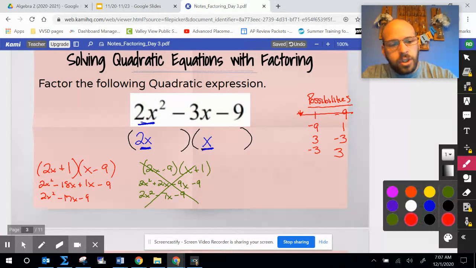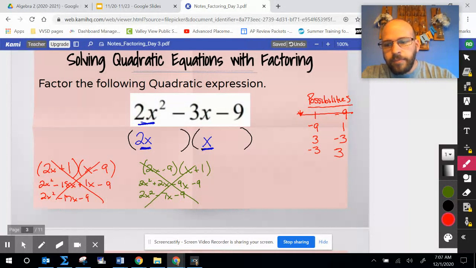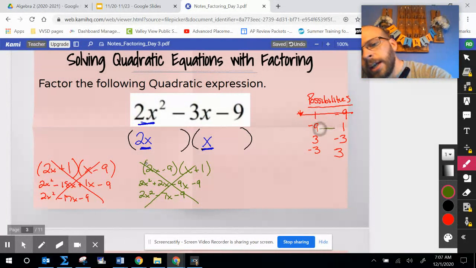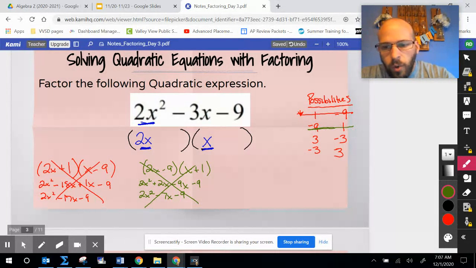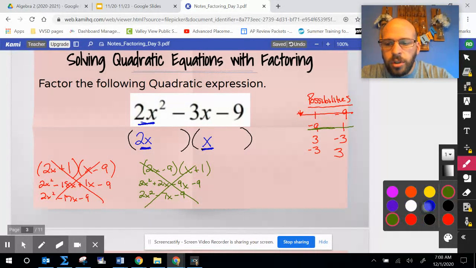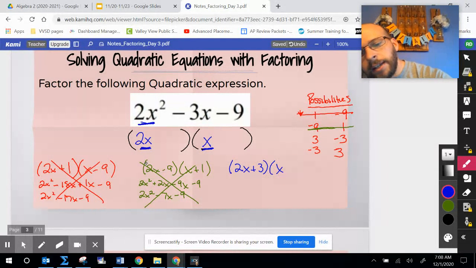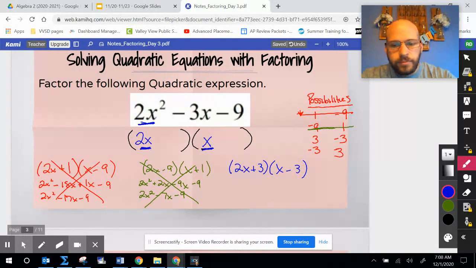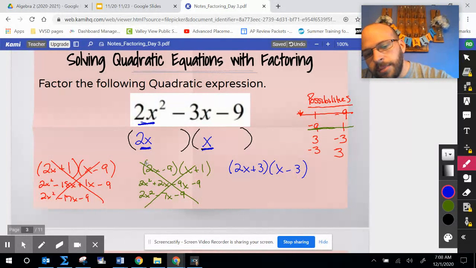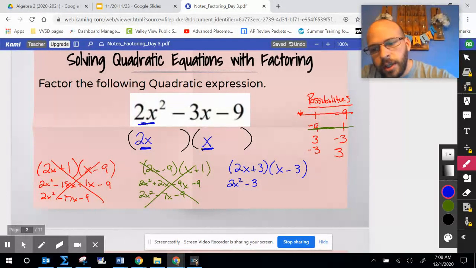Okay, so we tried 2 of these, and 2 of these did not work. So we know it's got to be one of the last 2. So I'm going to try 2x plus 3, x minus 3. So 2x times x is a 2x squared. 2x times a negative 3 is a negative 6.